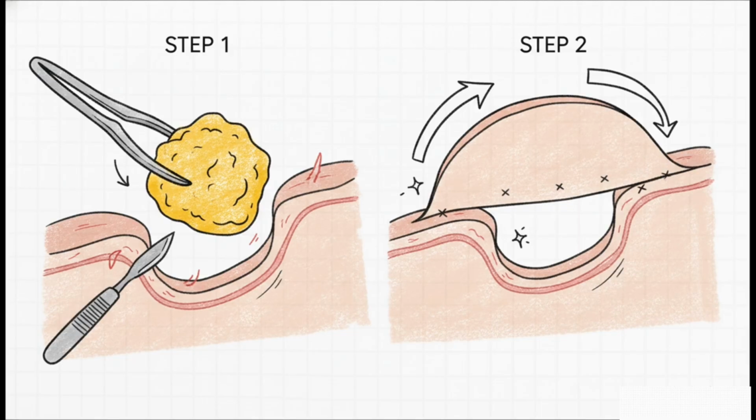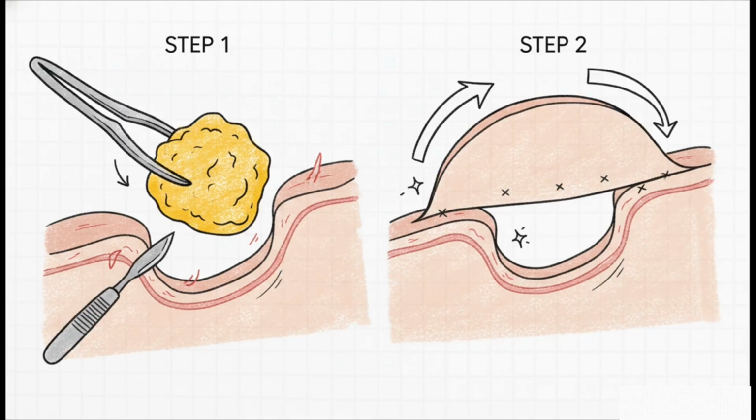First up, complete surgical excision of the lesion is a must. You have got to get all of that hard, yellowish material out, along with the immediately surrounding degenerated tissue if you want to prevent recurrence. Second is the closure of that resulting tissue defect. And this is exactly where it gets a little complex for the operating surgeon.